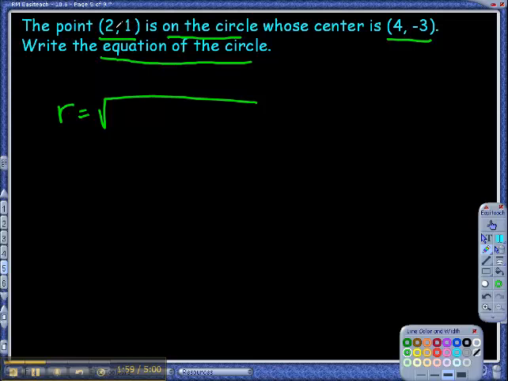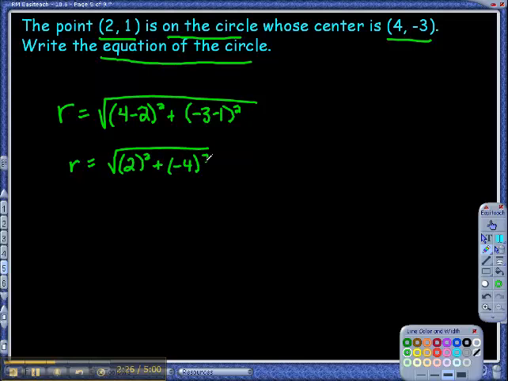We know that the radius is the distance between the point that's on the circle and its center. So to get our radius, we're going to take the square root of the difference in the x values squared plus the difference in the y values squared. So this radius will be the square root of, we're going to have a 2 squared plus a negative 4 squared. Our 2 squared would be a 4. And our negative 4 squared would be a 16. So this radius is a radical 20.